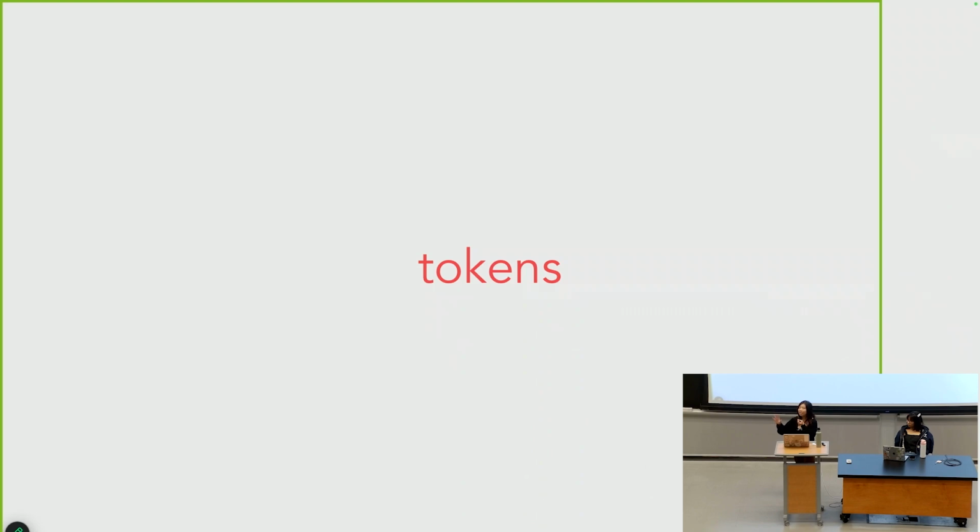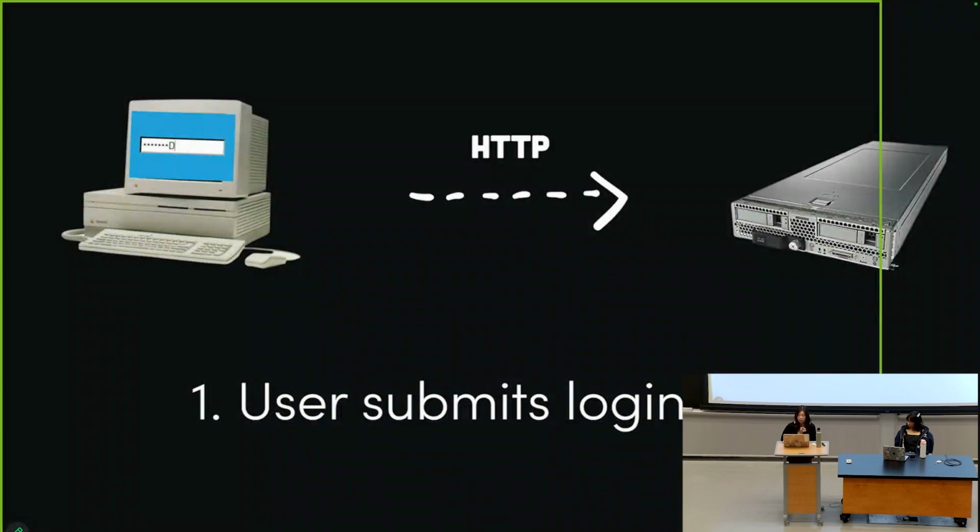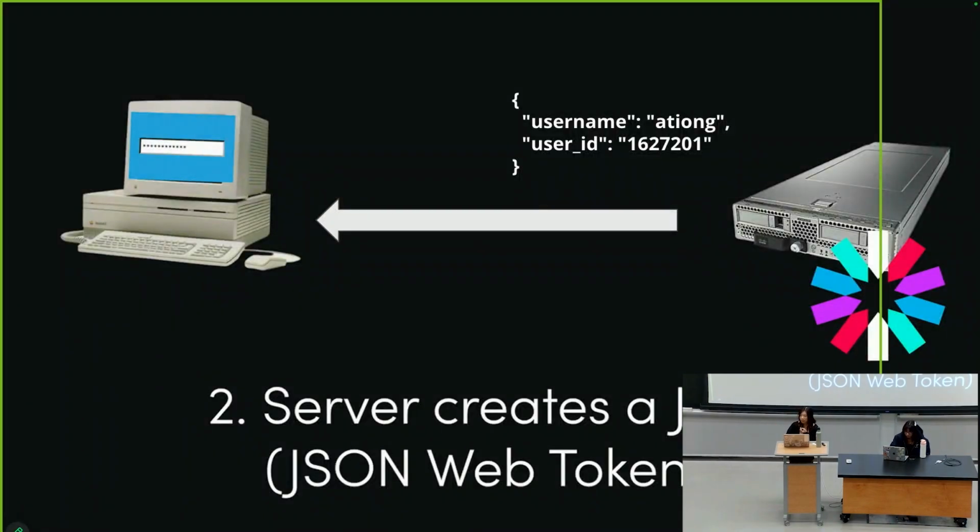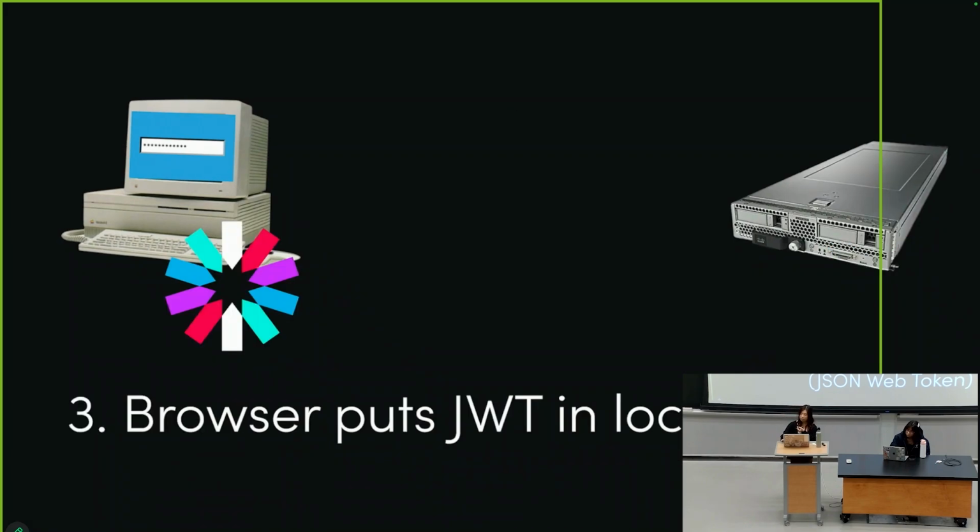So another thing we have are tokens, right? Tokens are able to solve this problem of scalability that we previously saw with sessions. The way that tokens work is that a user is going to submit their login form. So they're sending a POST request to the server, pinging the API login endpoint. And the server is going to take in the user's credentials and create a unique JSON web token object for the client. Now, the client is going to put this token in their local storage.